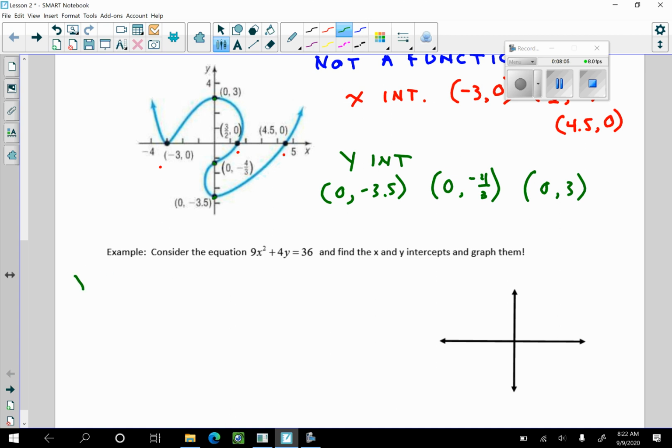Okay, Billy, let's find the x-intercepts first. How do I find the x-intercepts? I let y equal 0. True or false? That's true, Billy. So I'm going to let y equal 0. I'm going to put y in there. I'm going to go 9x squared. Do I need to write the 4y? Not really, because I know that 4 times y is 0, and so I'm not going to put the 0 there. And I think we're okay with that. Now I'm going to divide by 9, and I have x squared is equal to 36 divided by 9 is 4.